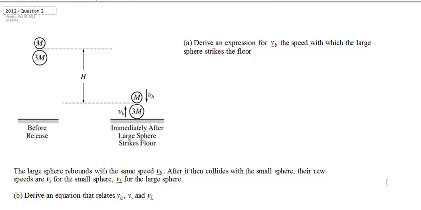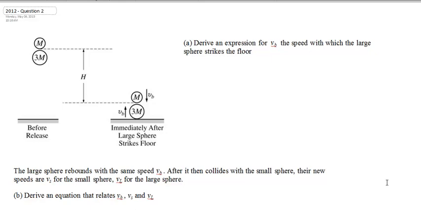Okay, so this is from 2012 AP exam question number 2. And this is a combination of probably conservation of energy and momentum in various different parts of the problem. So the situation we're given is a small and large sphere of mass m and 3m are stacked on top of one another and then dropped from some height.